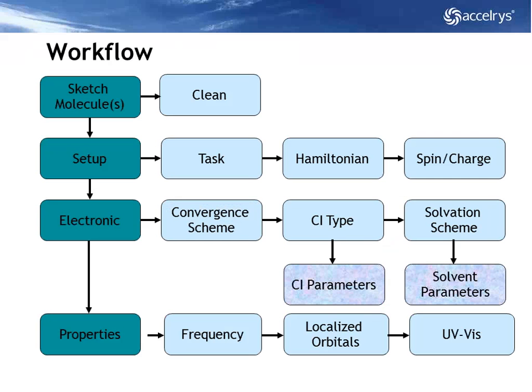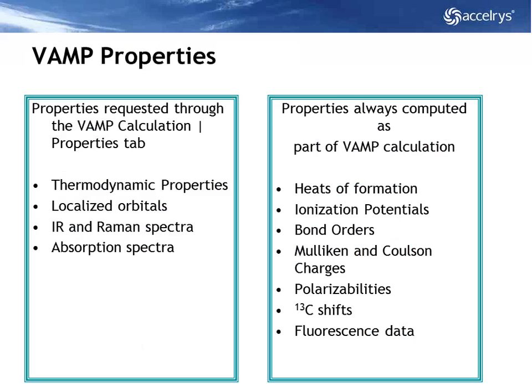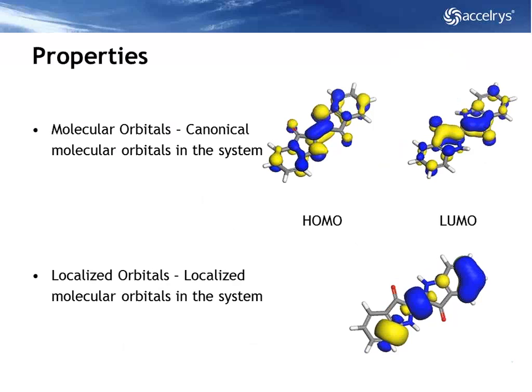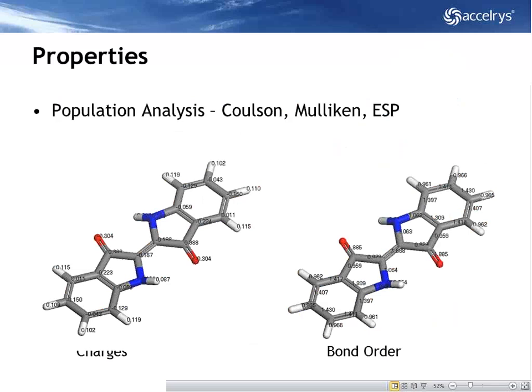The workflow is pretty simple. Sketch the molecules, select the task, select the Hamiltonian, select spin, charge, set up, select your convergence scheme, your configuration interactions, your solvent scheme if so needed, and then what properties you want: frequencies, localized orbitals, UV-vis, spectral calculations, etc. You press the button, the system runs, and it feeds them back, and then you can map properties. You can map orbitals, electrostatic potentials, isosurfaces, and then you can use that spectral punch-out tool to remove certain ranges and regions from that. Here, the orbitals, by the way, we can do localized or canonical, as I've said before.